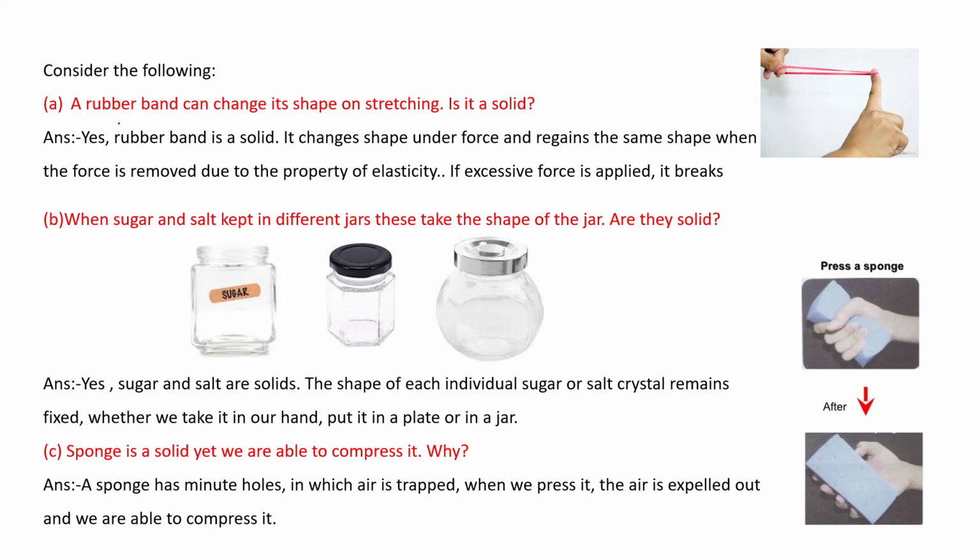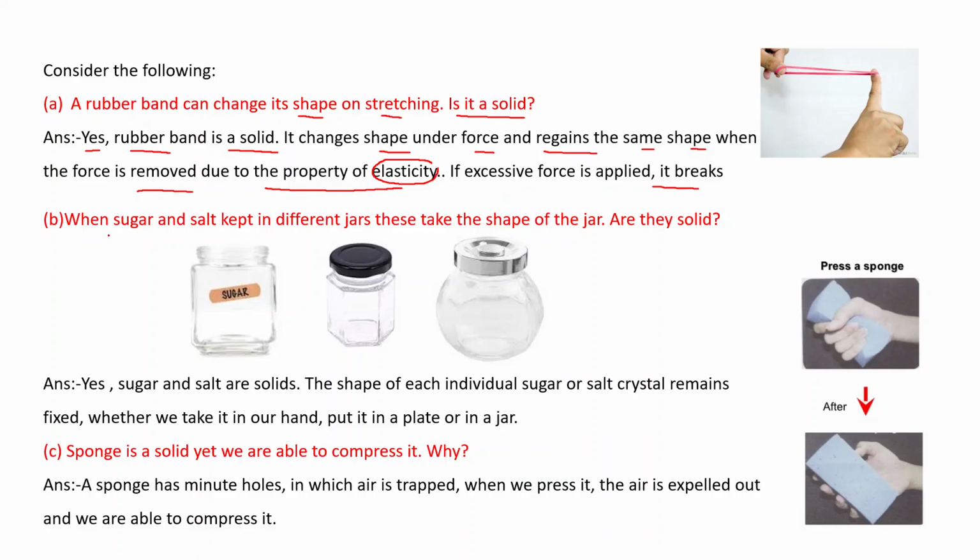But see some examples. A rubber band can change its shape on stretching. Is it a solid? Yes. Rubber band is a solid. It changes shape under force and regains the same shape when the force is removed. This is due to the property of elasticity. Clear? If excessive force is applied, it breaks.